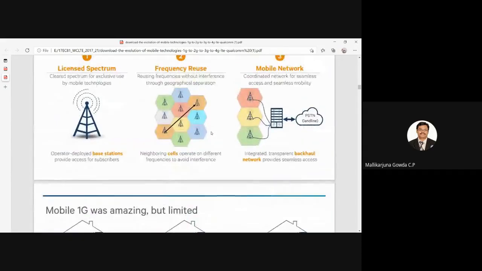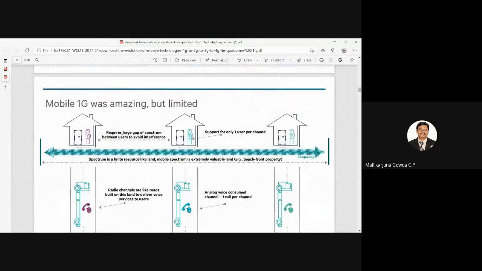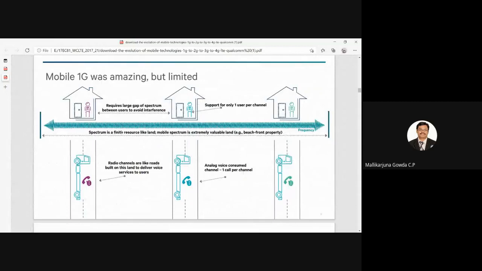I hope these things are clear: frequency reuse and how the licensed spectrum is used for mobile communication. Now I'm saying about 1G, in brief, what is its limitation? In case of 1G, just for illustration, one person is communicating with another person. To communicate between two people, the frequency gap between these two users should be more. It requires a larger gap of spectrum between users to avoid interference.